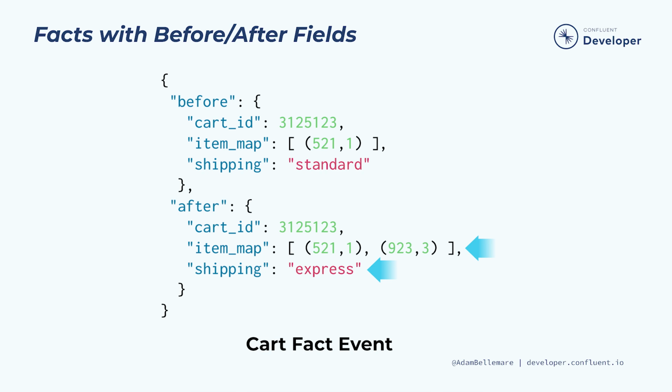Before and after fields provide a complete picture of what data changed, providing consumers the ability to react to simple changes without having to store any local state. However, a major trade-off of this approach is that it effectively doubles the amount of data transmitted over the wire and incurs extra network, storage, and processing costs.